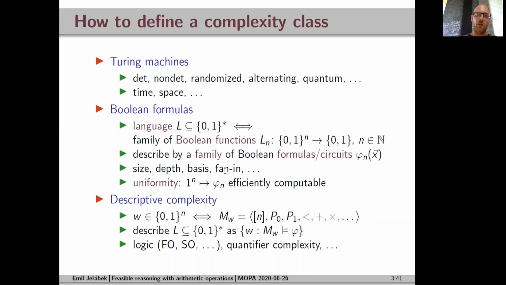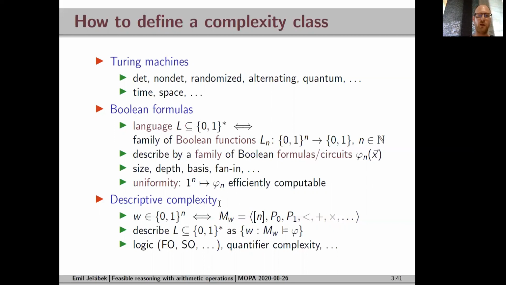And an important thing is that we can describe non-computable languages in some cases by completely trivial formulas, because for each length n we have a separate formula. So in order to avoid such pathological cases, we also need to assume that the family of formulas which defines the language is somehow uniform, which means that if we are given n in unary, we can somehow compute the corresponding formula efficiently. I will not go into details what efficiently means here, but this is the idea.